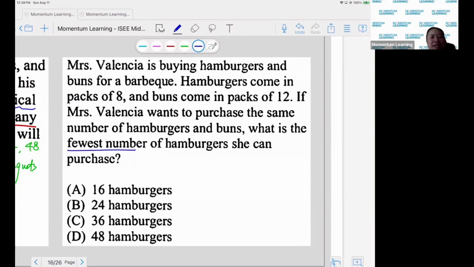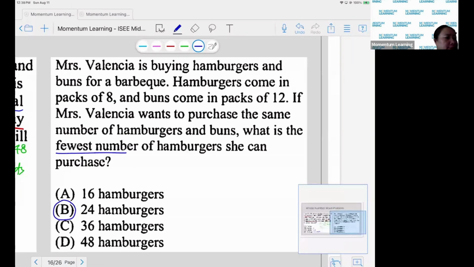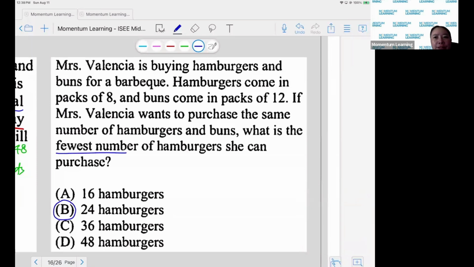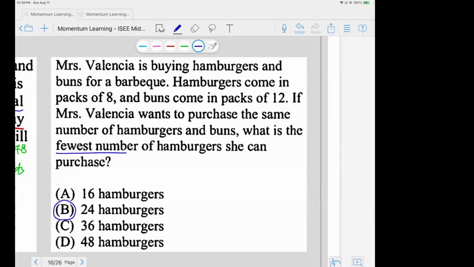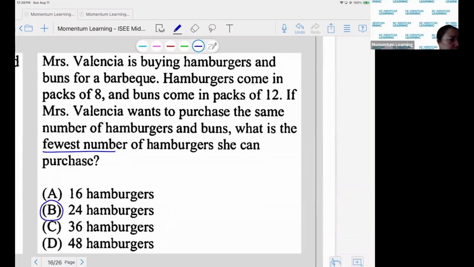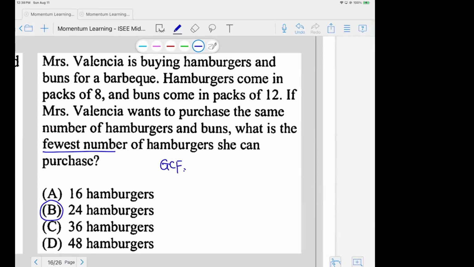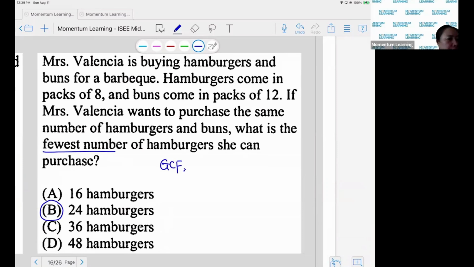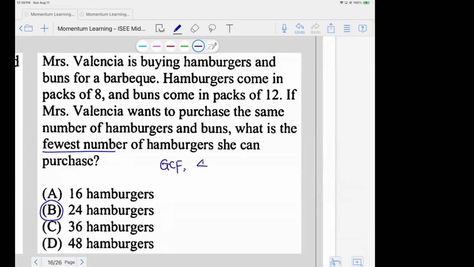Wait, how did you get the 48? The answer, all 3 of you got correct. It's 24. Olivia, how did you come up with 24? I think I used the greatest common factor. So what is the greatest common factor? 8 and 12. 8 and 12 is 24.